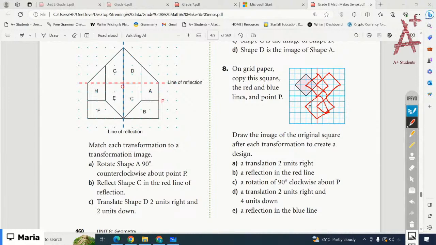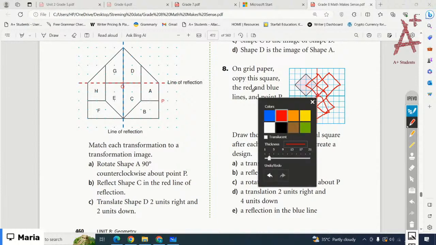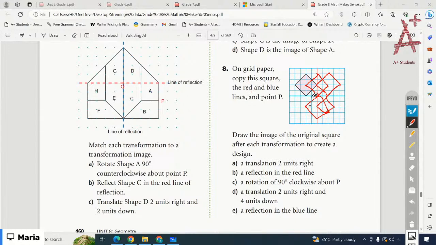The last one is the reflection along the blue line. So it would be like this, this, this, and this. That is the reflection in the blue line, right?